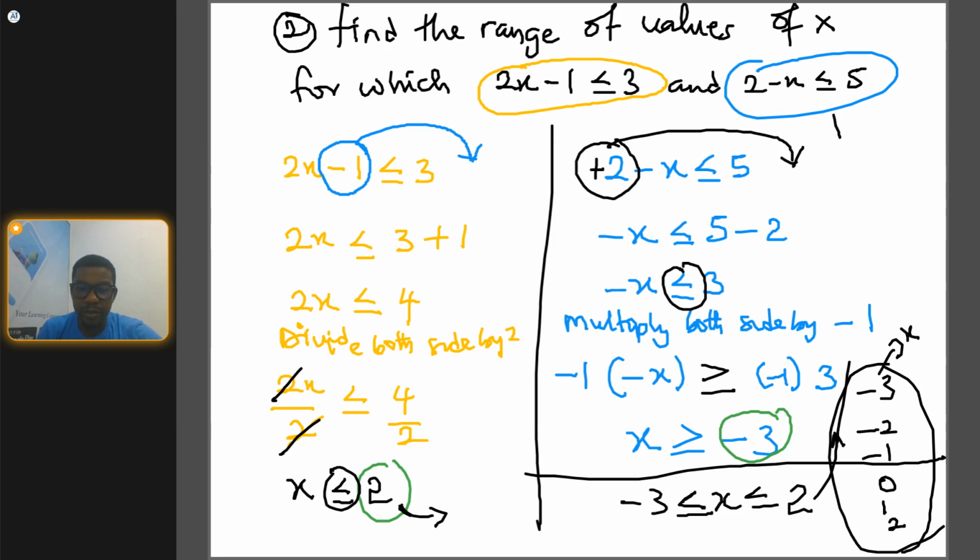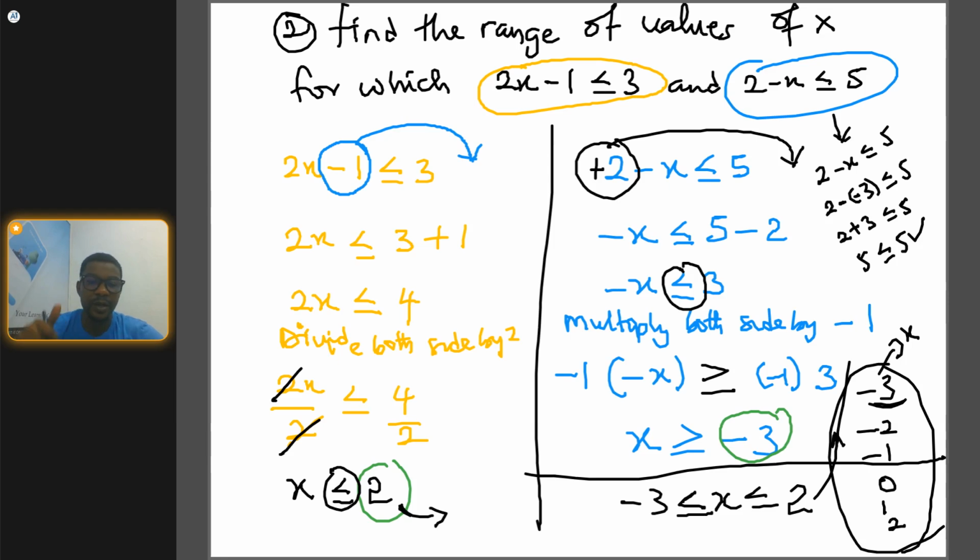Let's try one. Let me use this. I have 2 minus x less than or equals to 5. Let's say when x equals to -3, that is 2 minus, in bracket, -3 less than or equals to 5. 2 minus times minus is plus, that's 3, less than or equals to 5. 2 plus 3 is 5. 5 is less than or equals to 5. Is this expression valid? Is it valid? If it's valid, say yes or thumbs up.